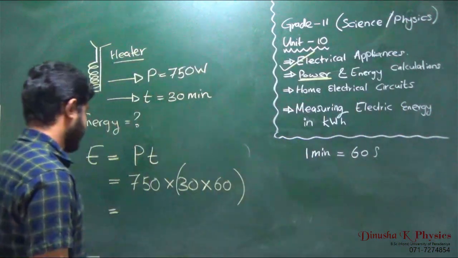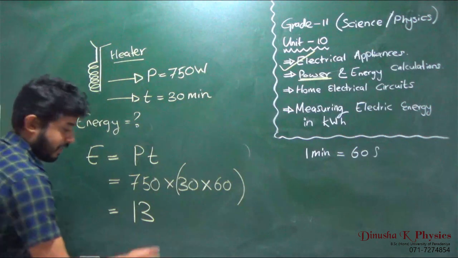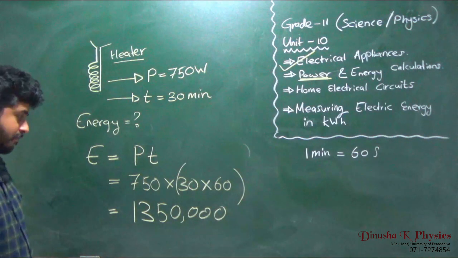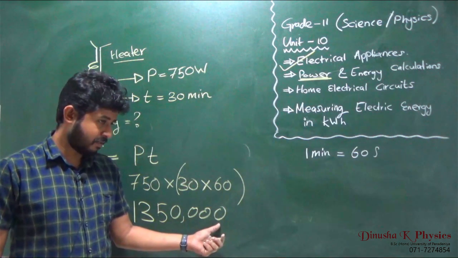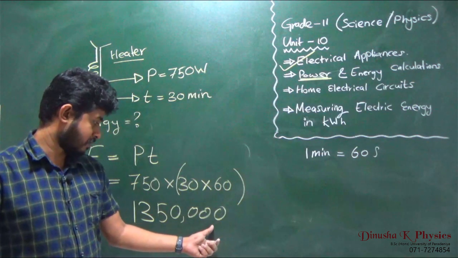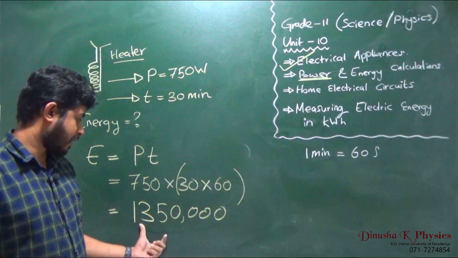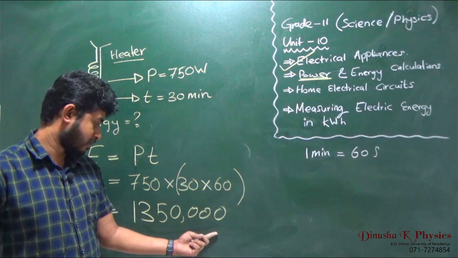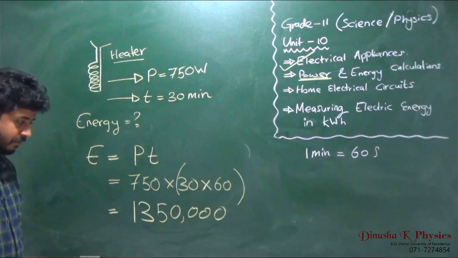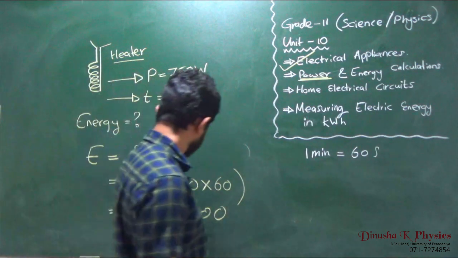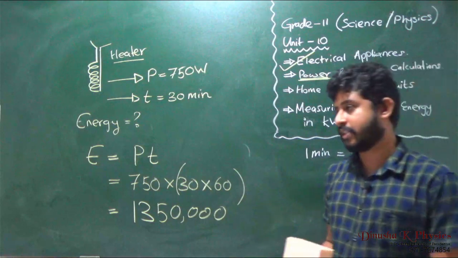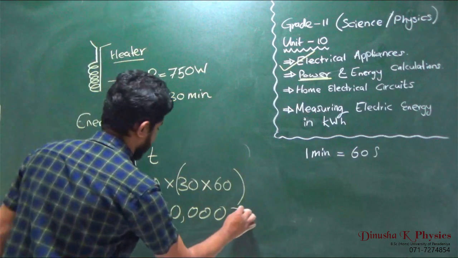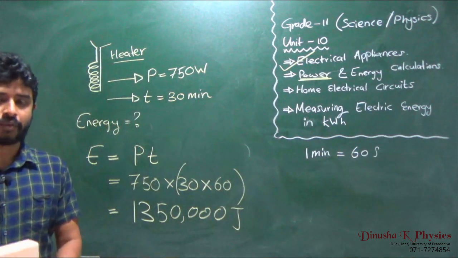Right, so it will be a very large value like 1,350,000 joules. It's 1,350,000 joules. බලන්න ගොඩාක් ලොකු value එකක්. හරි, ගොඩාක් ලොකු value එකක්.